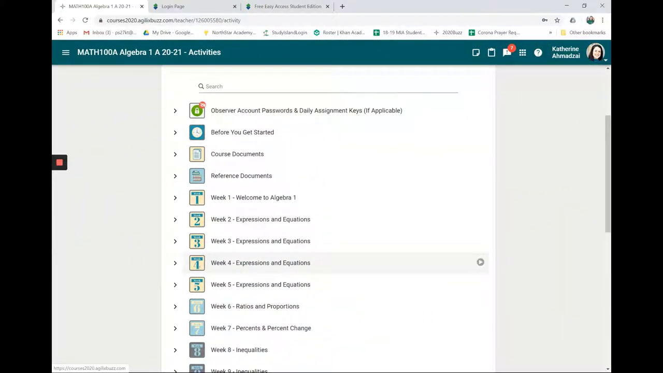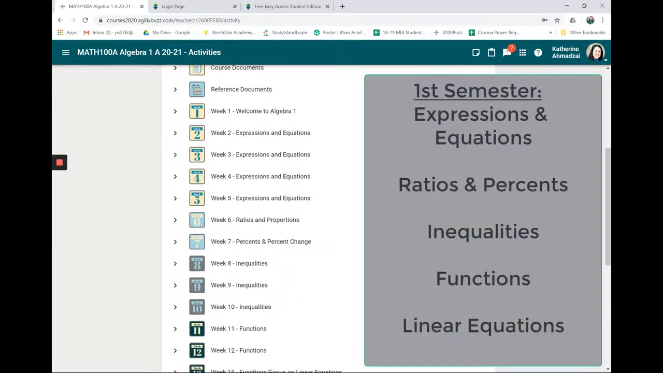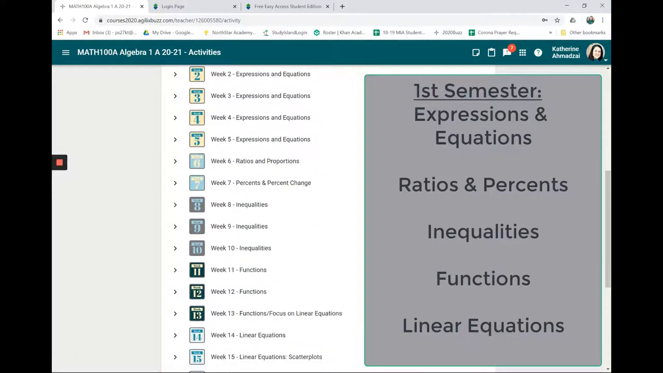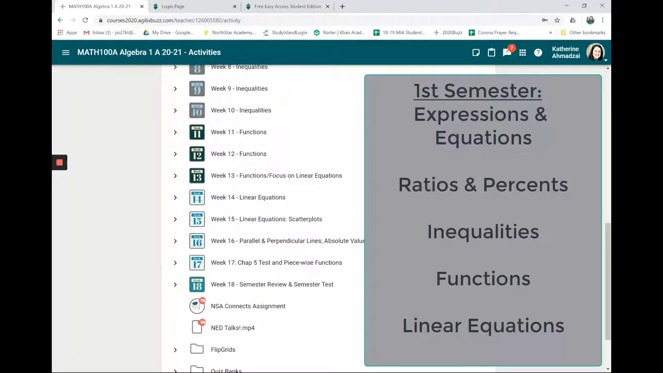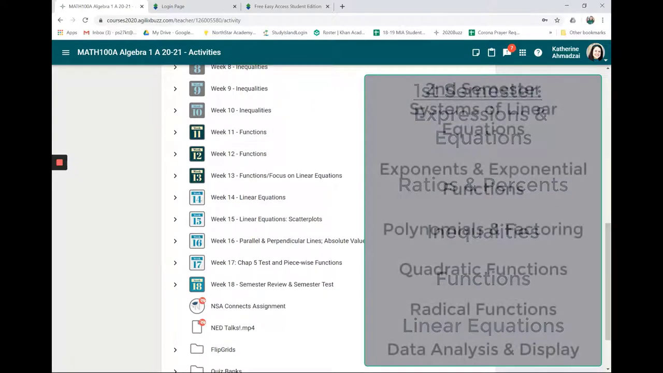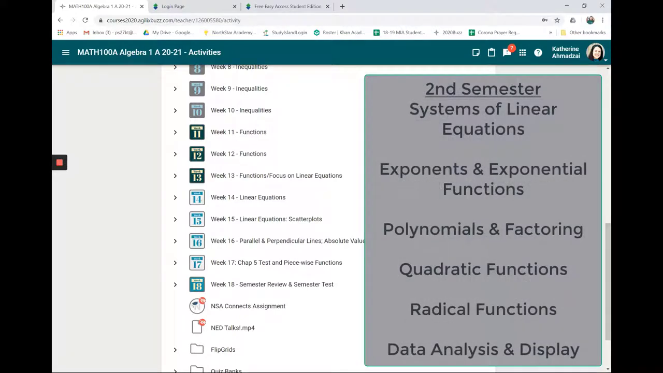So now that we're back in our course, I want to talk just a minute about the main concepts that we'll be covering. So this is our first semester, and we'll see that we'll cover expressions and equations. We'll cover ratios, proportions, and percents, inequalities, functions, linear equations from all sorts of different angles.